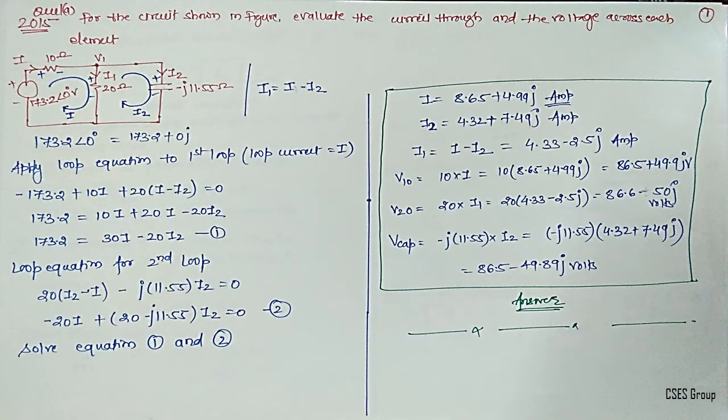The first problem is: for the circuit shown in the figure, evaluate the current through and the voltage across each element. So you need to write down the current values and the voltage values for all the elements. How many elements are there? This is the first element, 10 ohm, the second one is 20, and the third is the capacitor, right? So you need to calculate the voltage across this, the current through this, the voltage across this, the current through this, and the voltage across the capacitor and the current through the capacitor.